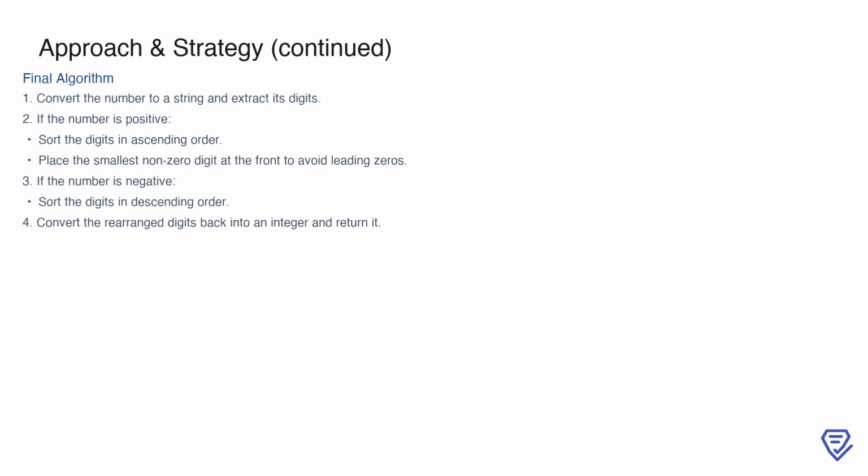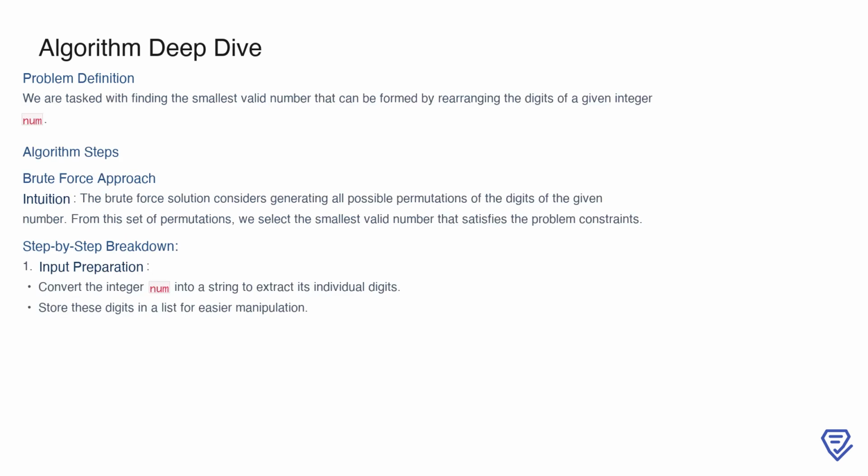This step-by-step process ensures that we construct the smallest possible value efficiently and correctly, regardless of whether the input number is positive or negative. In this problem, we are tasked with finding the smallest valid number that can be formed by rearranging the digits of a given integer number.